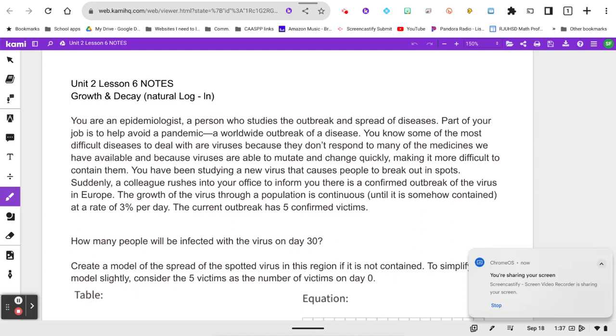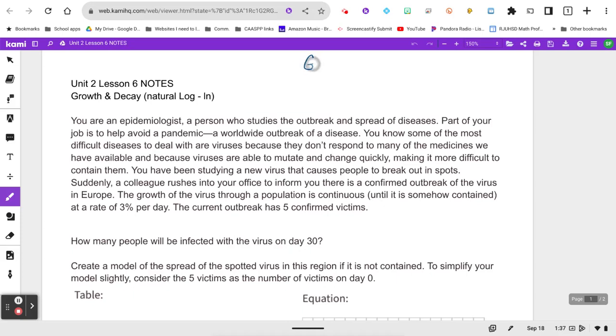Today we're going to be working on Unit 2, Lesson 6 notes. This one is growth and decay using log and natural log. So two things you do want to write first is growth and decay formulas. You will be using these later.